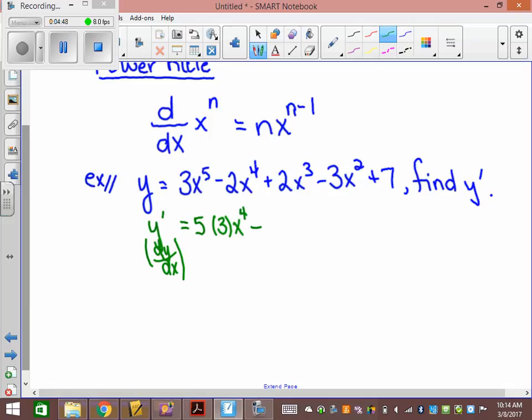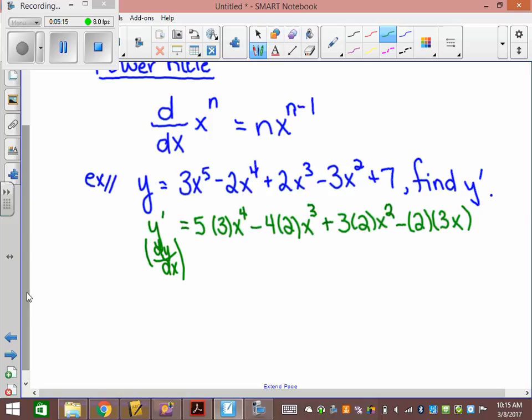Minus, drop the 4 in front, 2x to the 3, plus, drop the 3 in front, 2x squared, minus, drop the 2 in front, 3x. What happens with a plus 7? What exponent is on a plus 7, on a constant?